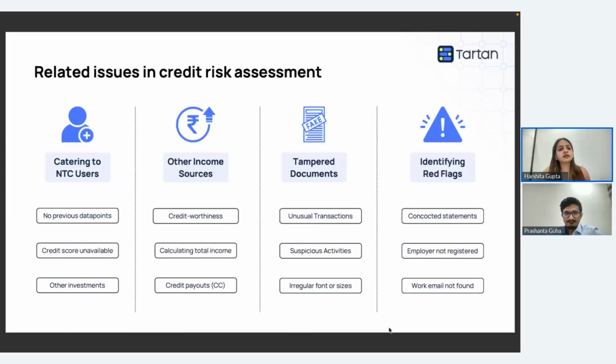Before that, I think there is one more question for you, Prashanta. For income and employment verification in real time, what are the data sources from which information is extracted? What's the source of the data?